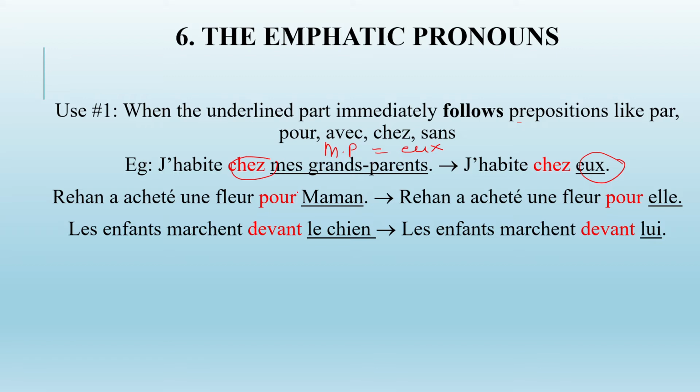Next one, pour. Okay, pour is the preposition here. It has come before the underlined part. So maman is mother, which is feminine singular, has to be replaced with elle, and you put it in the exact place of what has been underlined. Okay, next one, devant, meaning in front of. Okay, in front of, devant is the preposition that has come before the underlined part, so you have to replace the underlined part with an emphatic. Le chien is the dog, which is masculine singular. You will have to put lui. Okay, and it has been placed in the exact place of what had been underlined in the question. Okay, this is the first use.